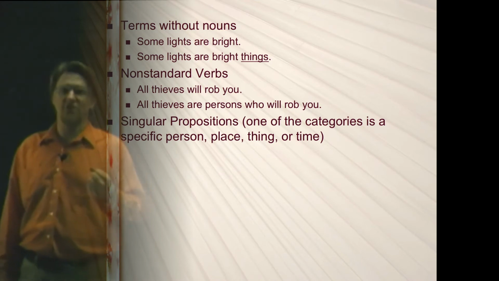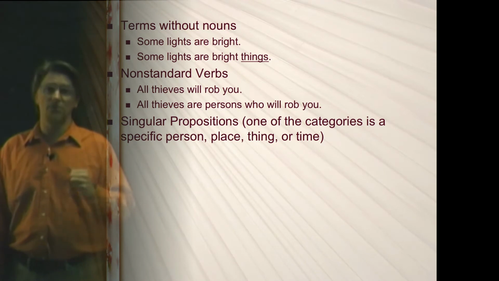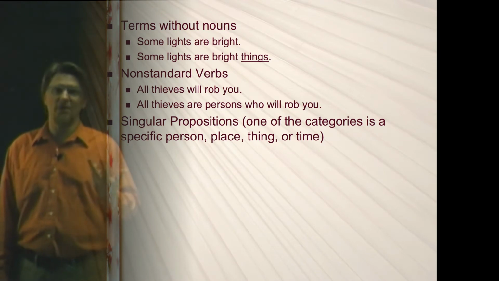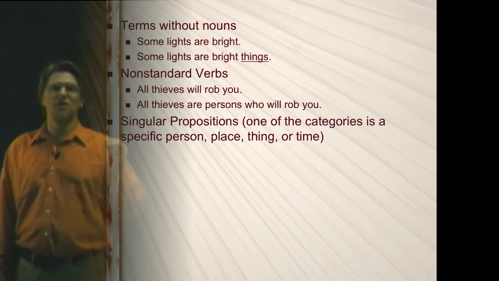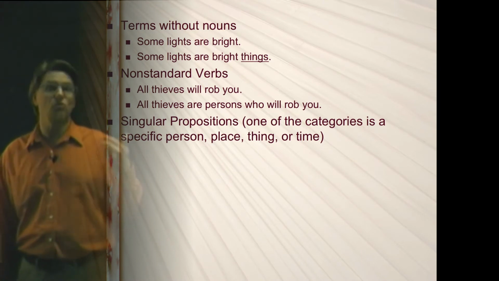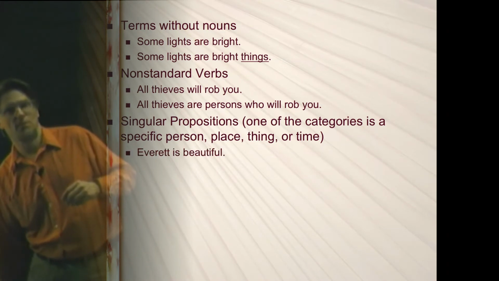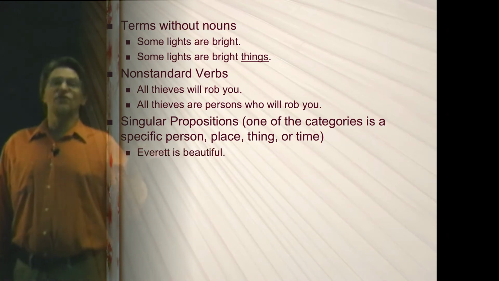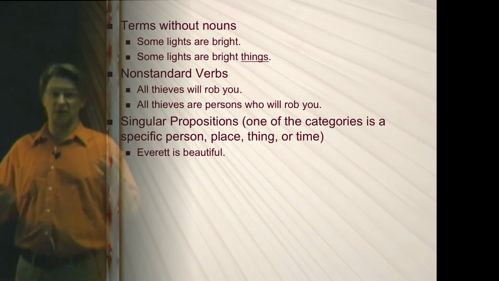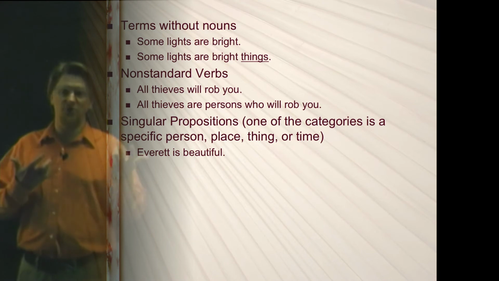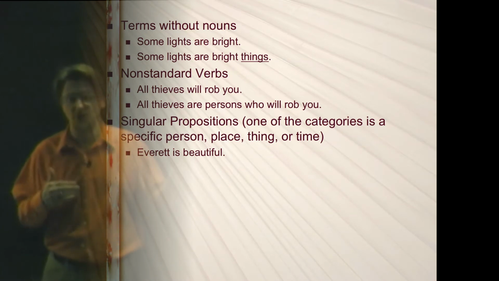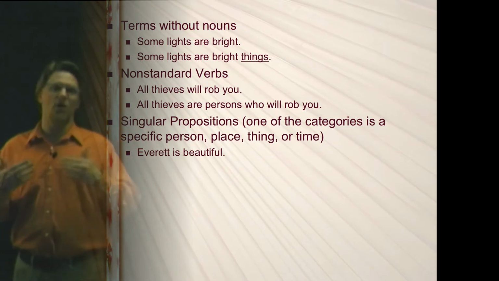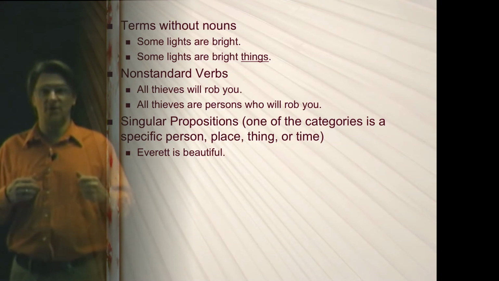Also, sometimes we are dealing with what are called singular propositions. What we mean is that one of the two categories that you would find in any categorical proposition is a specific or unique person, place, thing, or time, something unique. Take, for example, the sentence, Everett is beautiful. We're obviously relating the city of Everett with the concept of beauty, so we have these two things being related to one another, but we don't have a standard form categorical proposition. The sentence doesn't begin with the words all, no, or some, for example. It also doesn't have the word are in it.